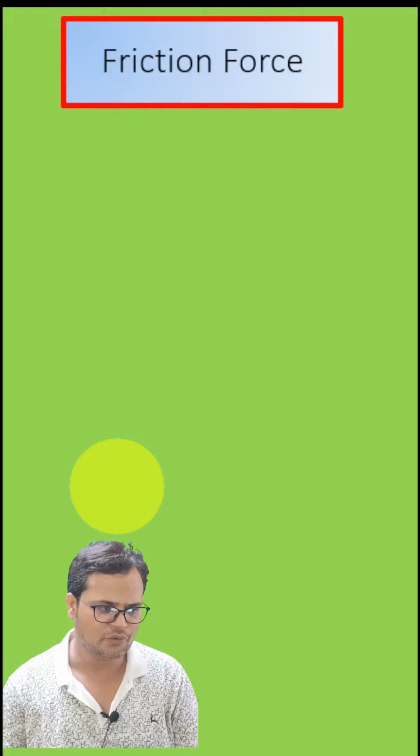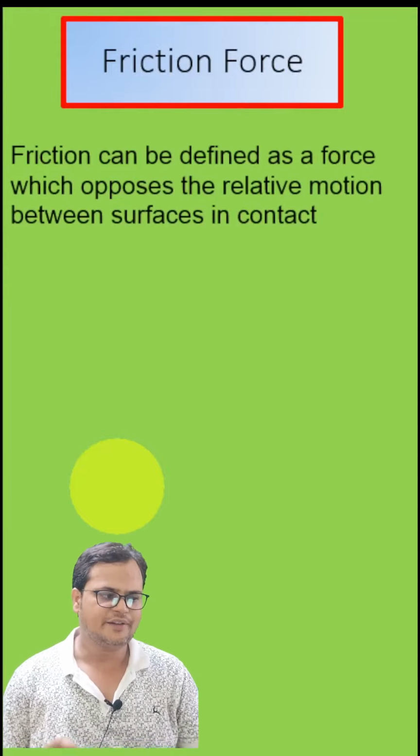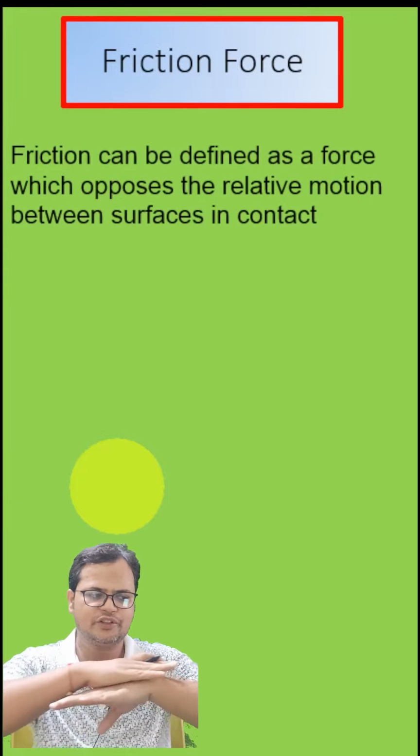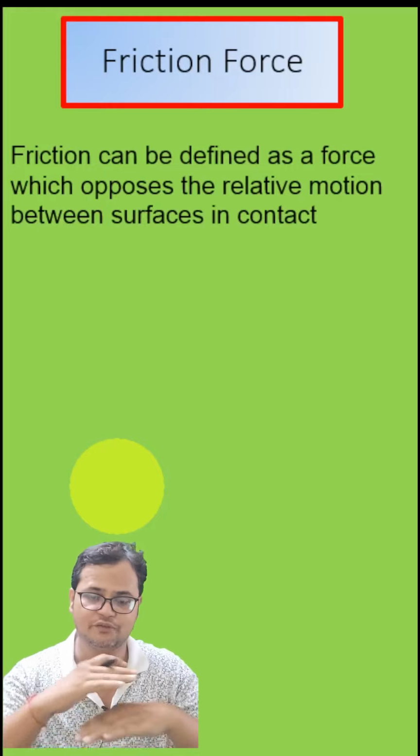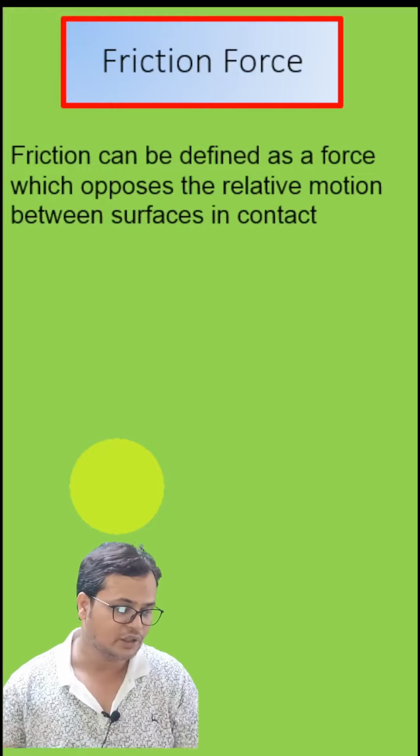What is a friction force? Friction can be defined as a force which opposes the relative motion between the surfaces in contact. It's a force which opposes the relative motion. So let us see an example.